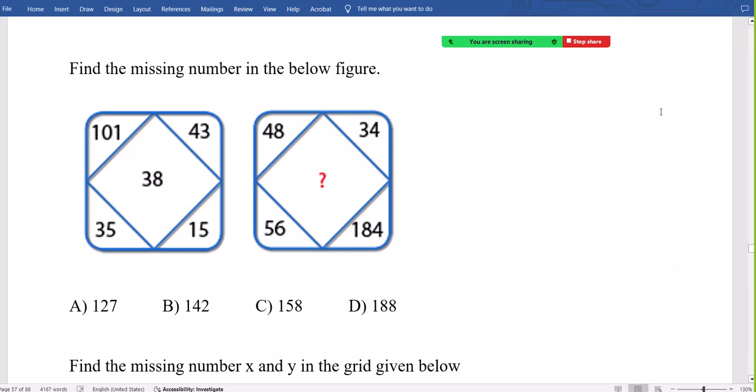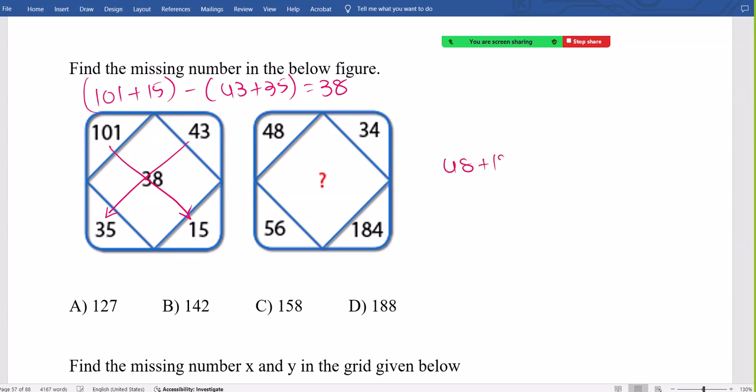Yes. Here 101 plus 15 is 116, minus 43 plus 35, 78. If you remove, we'll get 38. Diagonal addition and then subtracting these two diagonal summations. So 48 plus 184 minus 90. Here 90 gone means 94. 94 plus 48 is 142. Option B is correct.